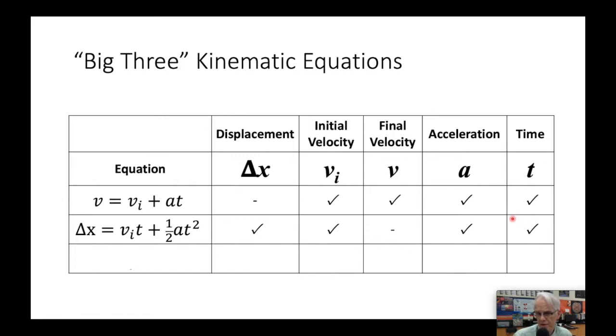Now, I won't go through the derivation of this, but if you substitute time between these two equations, you get a third equation. The final velocity squared equals the initial velocity squared plus 2 times the acceleration times the displacement. Let's see which variables this one has. This one has the displacement. This one has the initial velocity. This one has the final velocity. This one has acceleration, but does not have time.